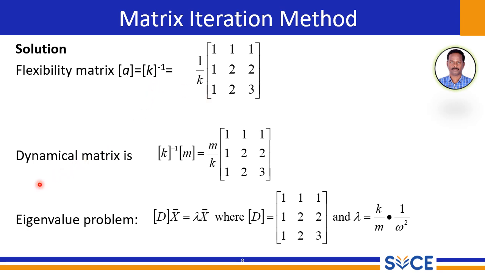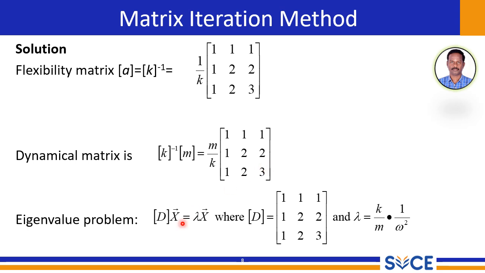Next, we need the dynamic matrix. The dynamic matrix, often denoted as D, is crucial for the matrix iteration method. It is obtained by multiplying the mass matrix of the system with the flexibility matrix. Here we are multiplying and getting the D matrix, which has been shown here. Notice it is also a 3 by 3 matrix with elements involving the mass M and the spring constant K.